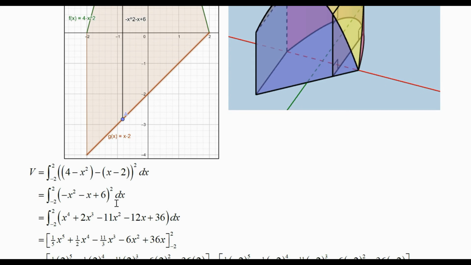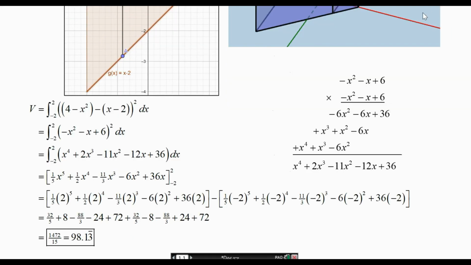And squaring this out, let me look at that just a minute. We need to take this -x² minus x plus 6, square it, and expand that out. It turns out to be a 4th degree polynomial. You can see the multiplication over here.